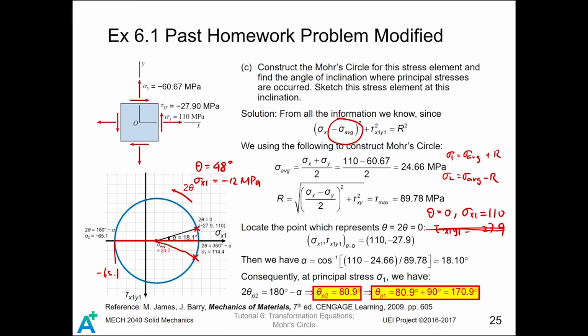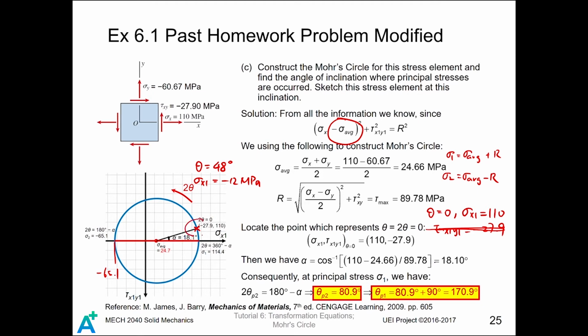You can also verify by using the data of theta equals 32 degrees. Still keep in mind that the angle here represents 2 theta instead of theta. So for theta equals 48 degrees, we rotate this line by 96 degrees, and similarly, for theta equals 32 degrees, we rotate this line by 64 degrees.